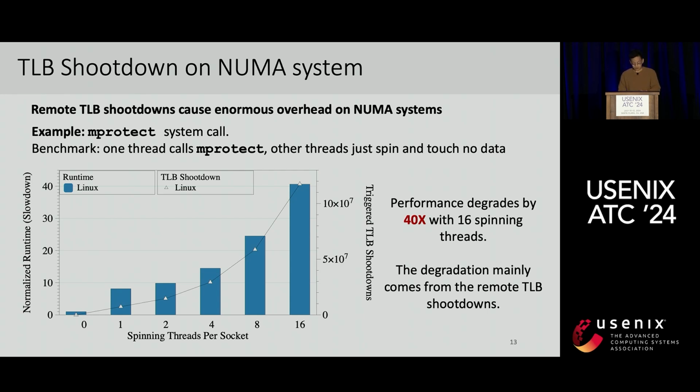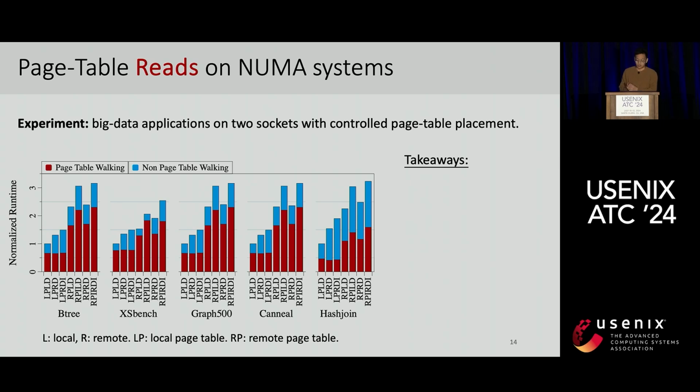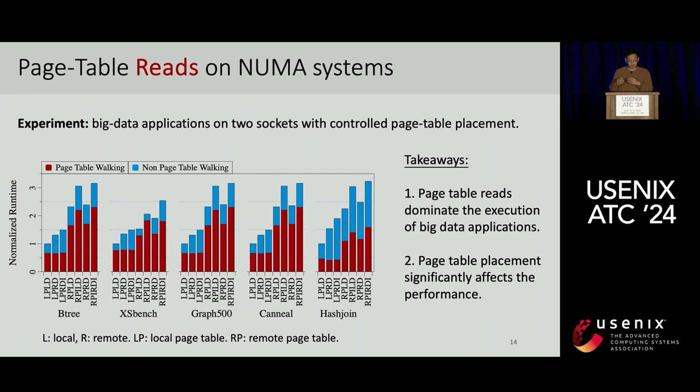And this is because of the increased number of TLB shootdowns, as we can say. Besides the TLB shootdown problem on NUMA systems, the page table reads are also not optimal on NUMA systems. For example, here we perform a benchmark that uses 2 sockets, and we control the placement of page table and data. The takeaway is that page table reads dominate the execution of big data applications. Also, even if the data is local, if the page table is not local, it will significantly affect the performance.